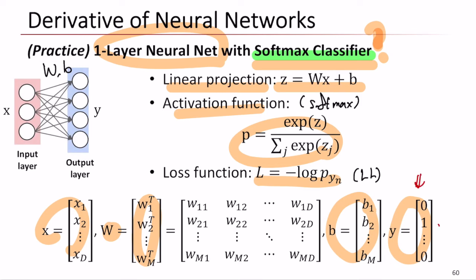Y is just a vector in c by 1 space. For example, if the ground truth label is 2 among the C kinds of classes, let's say C is equal to 10, then your vector y consists of 0, 1, 0, 0, 0, 0 and so on. This vector is defined for the shape of notation.